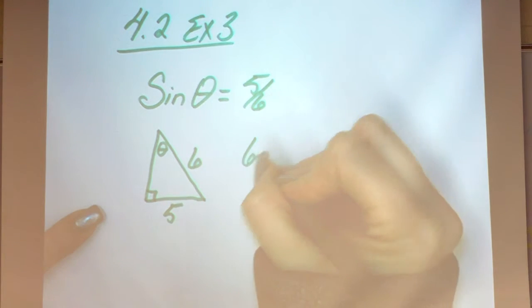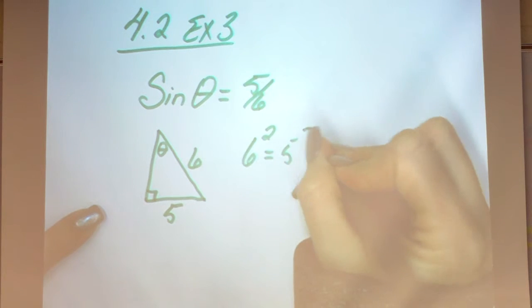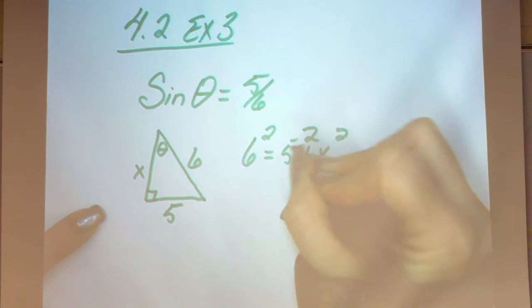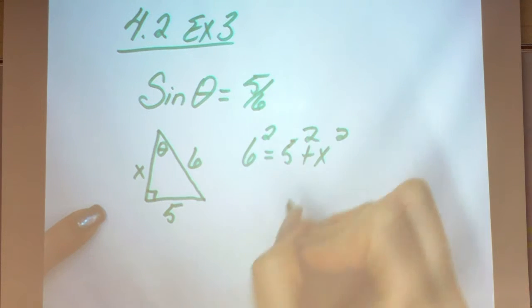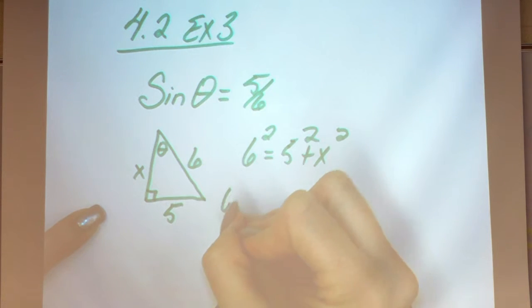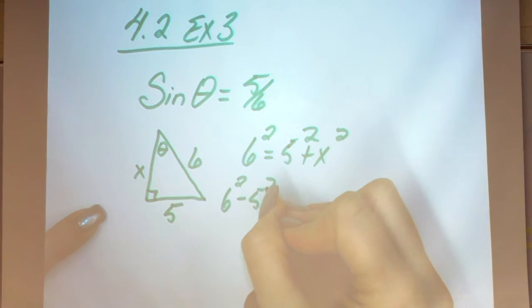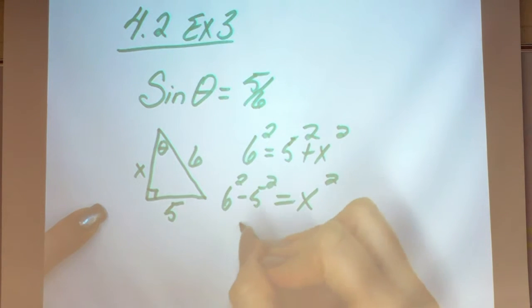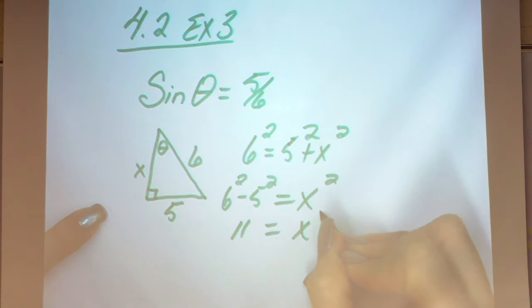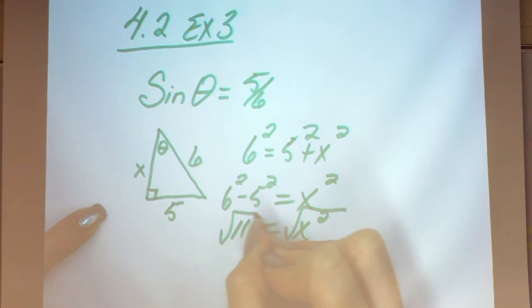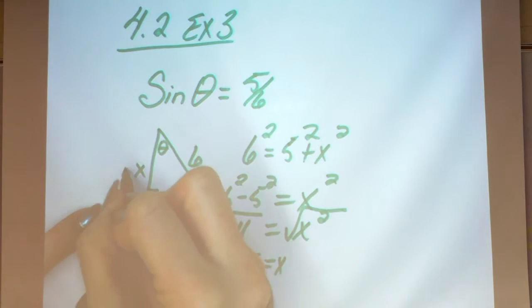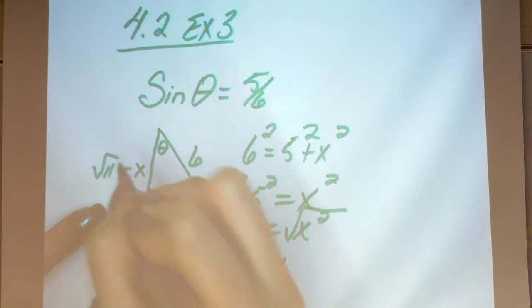So I would have 6 squared is equal to 5 squared, and we'll call this x for now, plus x squared. Okay, so if I solve for x, I would have 6 squared, subtract 5 squared equals x squared, which gives us 11 equals x squared. If I square root that, my x is the square root of 11. So my missing side here is the square root of 11.